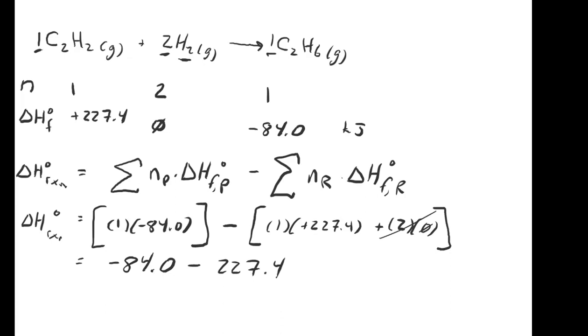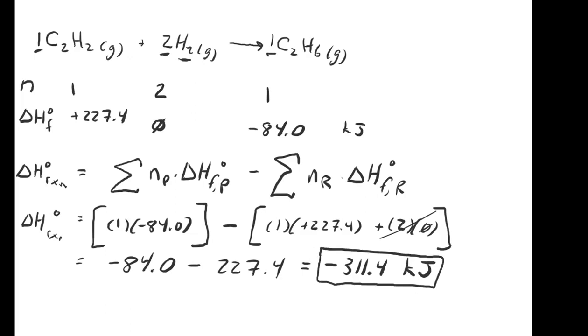So let's take a look at it. We've got minus 84 minus 227.4. Really what you're doing is adding 2 negative numbers. 84 plus 227.4, they're both negative, so you get minus 311.4. And again, the units are kilojoules. So just be careful.